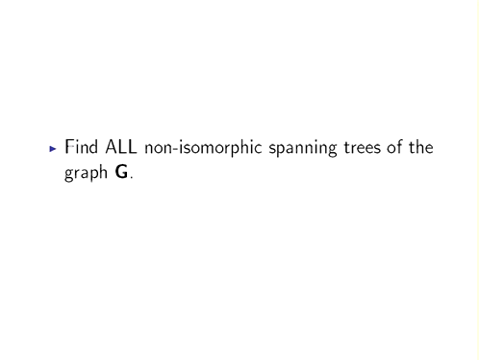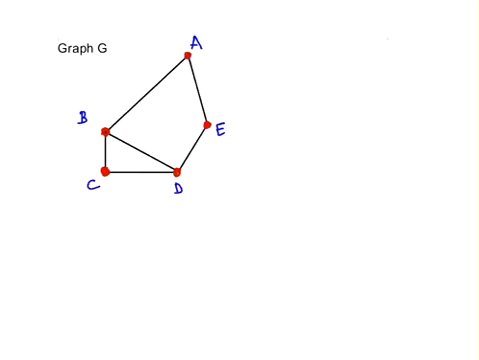I'm going to show graph G now. So there we have graph G, 5 vertices A, B, C, D and E. It has cycles, so it's not actually a tree, but it can have a spanning tree as a subgraph of that. So let's look at the first spanning tree of graph G.